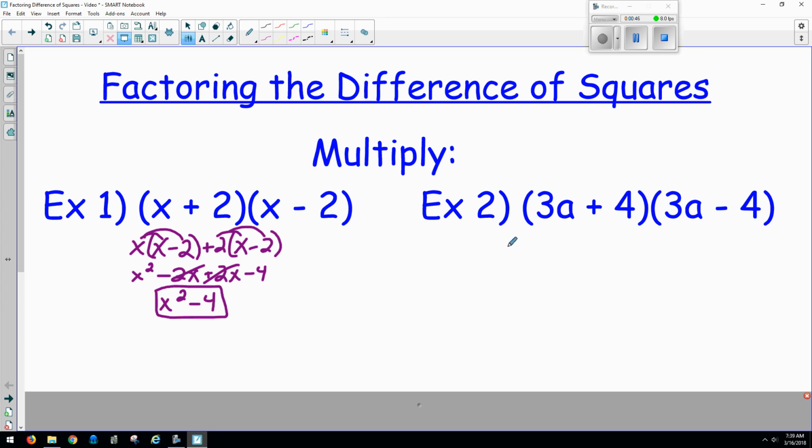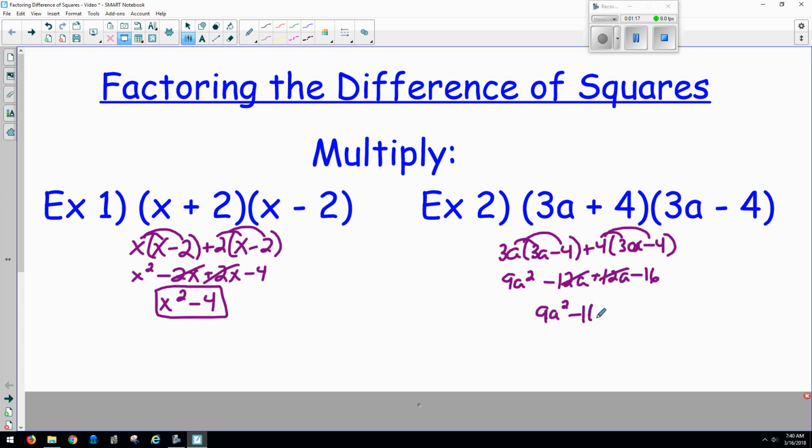So we're going to look for a pattern here. Over here, we have 3a times 3a minus 4 plus 4 times 3a minus 4. Distribute the 3a, we get 9a squared minus 12a. Distribute the 4, plus 12a minus 16. And notice again that these two middle terms cancel each other out, and we're left with 9a squared minus 16.